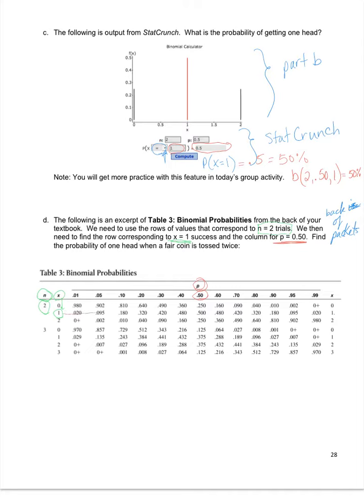So here's a success of 1, or I'm sorry, 1 head. And then in this column, there's that 0.5 that we calculated above. So the probability of 1 head when a fair coin is tossed twice is 0.500, or again 50%.